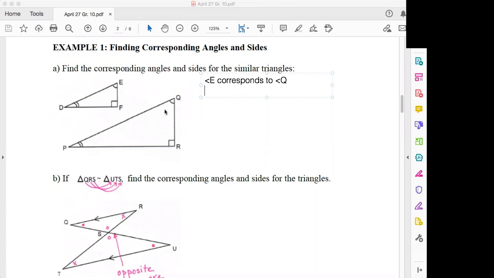Okay. If we look at F now, F is going to be the same thing as R. So you're going to write the same thing again: angle F corresponds to angle R. And finally, our last one, our angle D is the same thing as P. So as you can see, it is the same triangle. It's just the one is bigger in length. So D corresponds to angle P.